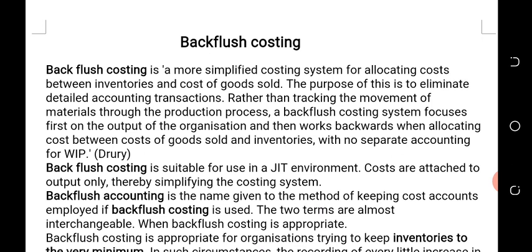Environmental accounting. So of these three subtopics, it is only backflush accounting and backflush costing that has calculation, while the other two are majorly theory. So you should be able to read up the notes after tonight's class. Okay, what is backflush costing?